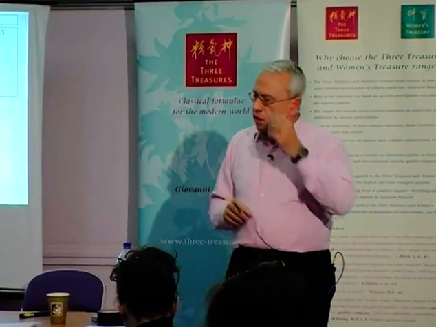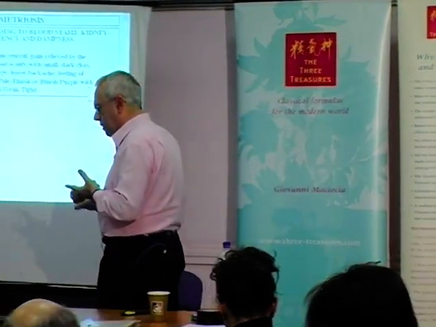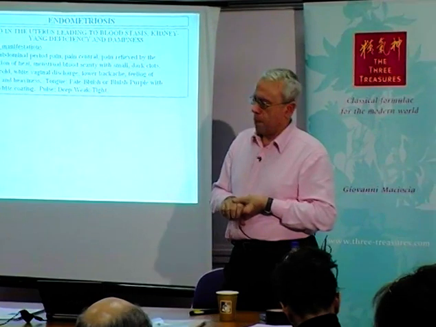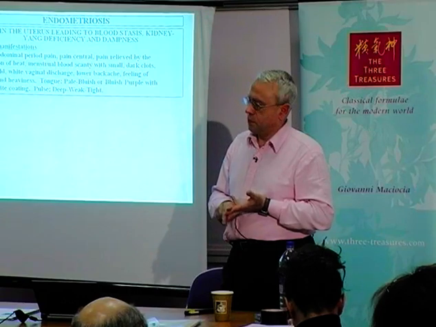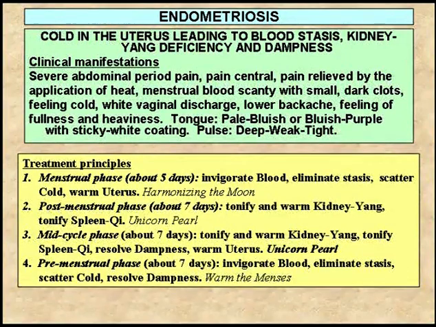The other one is pain. The character of pain when there is cold in the uterus is crampy, spastic, severe, like cramp. And that's about it. Pale tongue. Not much else. And of course, in severe cases of blood stasis from cold, the tongue will be bluish purple, but that's only in severe cases.